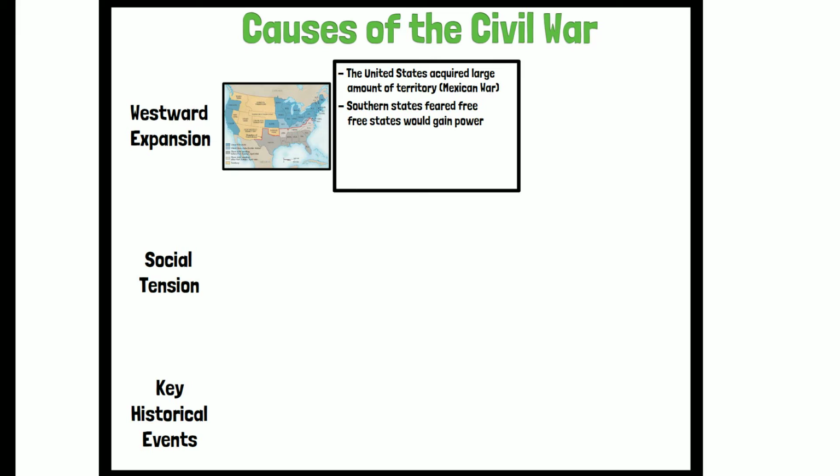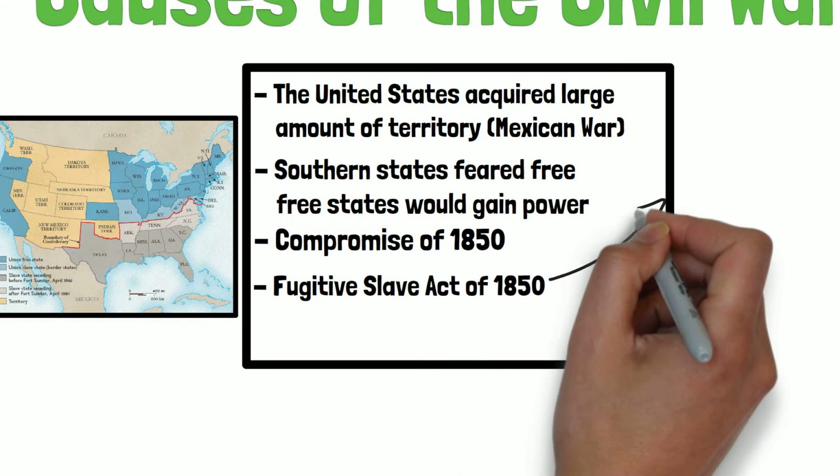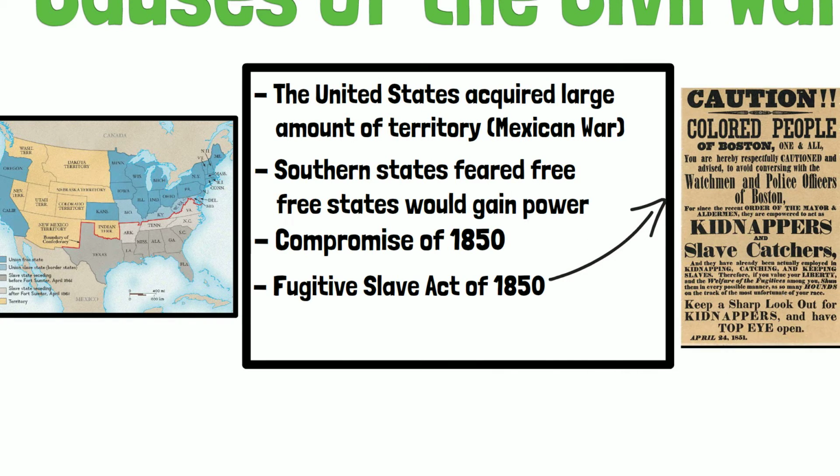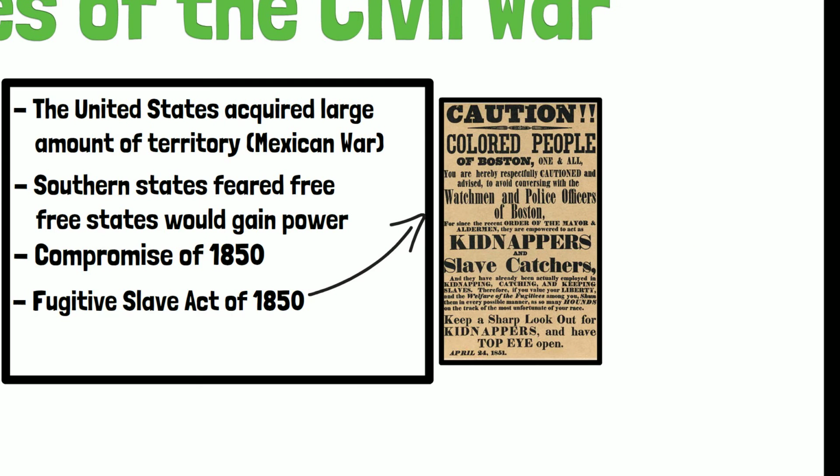Easing these concerns was the purpose of the Compromise of 1850, in which California entered as a free state. Other territories could choose whether or not to practice slavery, a concept known as popular sovereignty, and the strict Fugitive Slave Act. The Fugitive Slave Act of 1850 was designed to keep Southern slave owners satisfied, as it required law enforcement to identify, arrest, and return any runaway slaves anywhere in the nation. It also led to an increase in the kidnapping and selling into bondage of free African Americans.